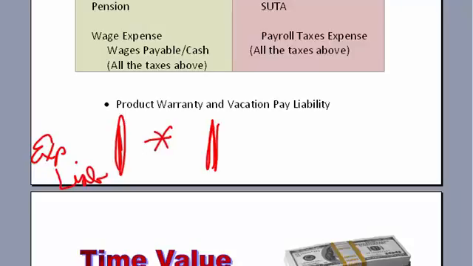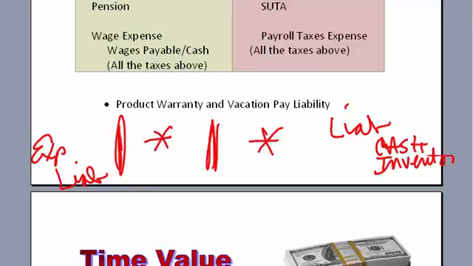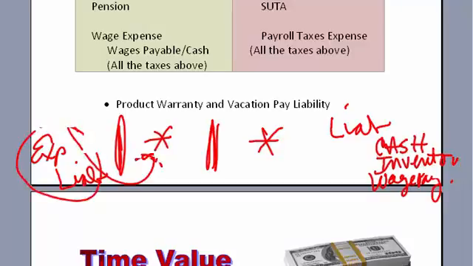The issue becomes later, when somebody does bring that back in, then you're going to debit the liability to take it off the books, and then you're either going to give them their money back, or take an item out of inventory to replace it, or you're going to have wages payable that you just pay somebody to fix it. But the idea is you have to estimate that warranty to get that expense into the same time period as your sales, even though it will be later that somebody will bring that product in and say it's broken, it needs to be replaced.